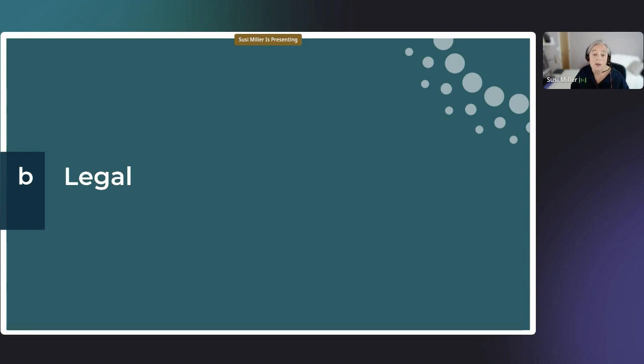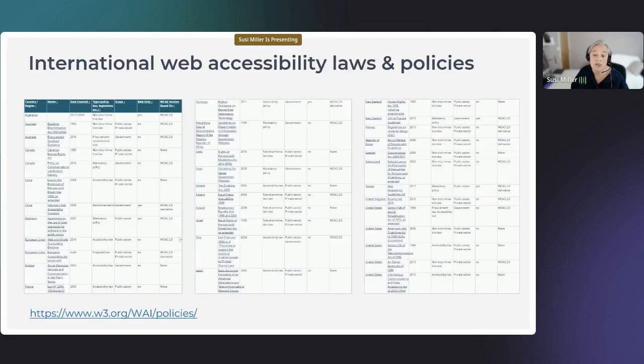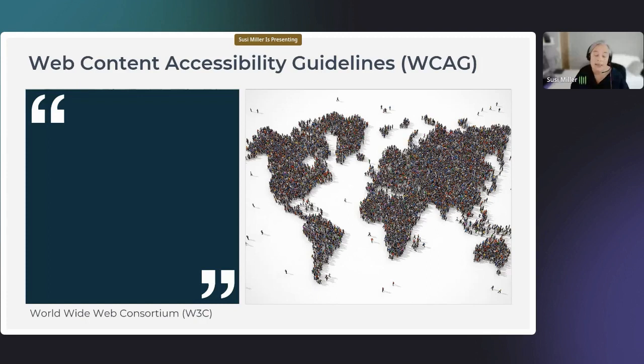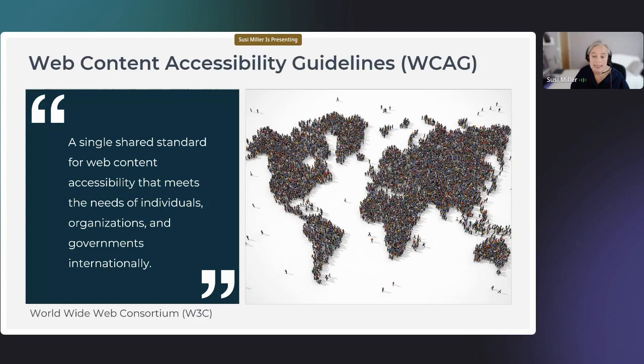We'll have a very quick look now at an overview of the international web accessibility laws and policies from W3C. And that really is to show you that there's this common theme, and that is that most legislation is underpinned by the Web Content Accessibility Guidelines, or WCAG, as I'm sure many of you are very aware. But this is why the W3 states that the WCAG standards are a single shared standard for web content accessibility that meets the needs of individuals, organisations and governments internationally.